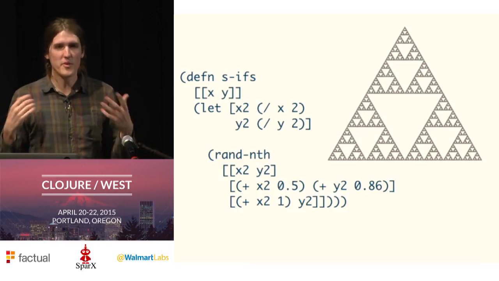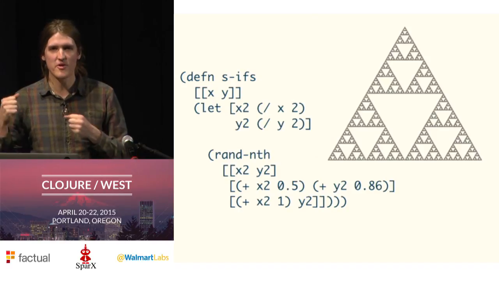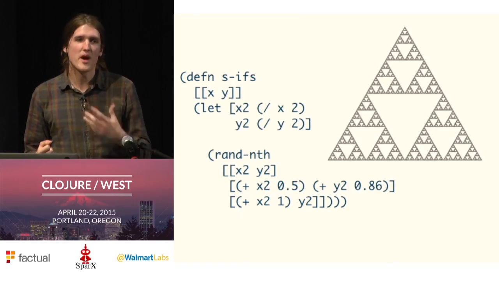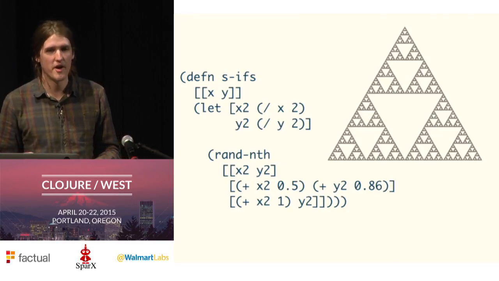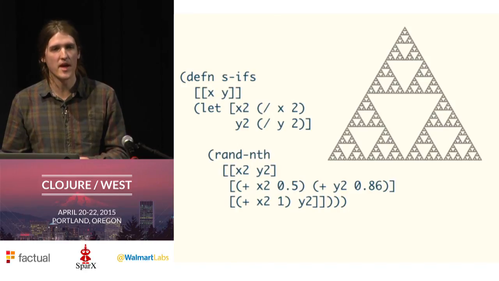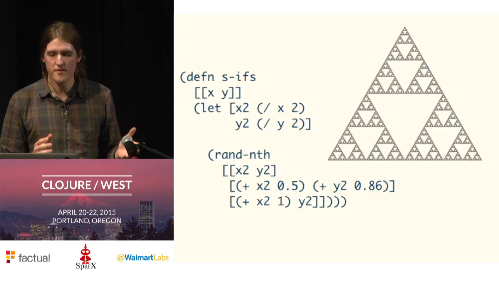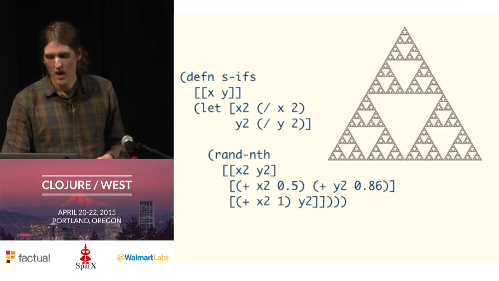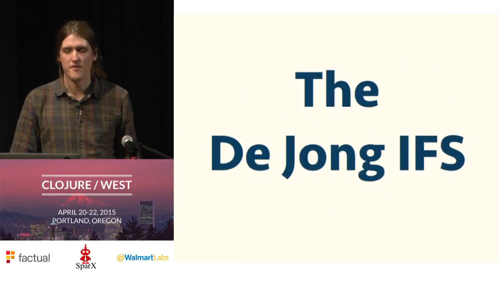And we got this really complicated structure out of it. And this is why I like using IFSs a lot in generative art: you tend to have these properties that you get really complicated behavior out of a very succinct function definition. So moving along to the de Jong IFS.